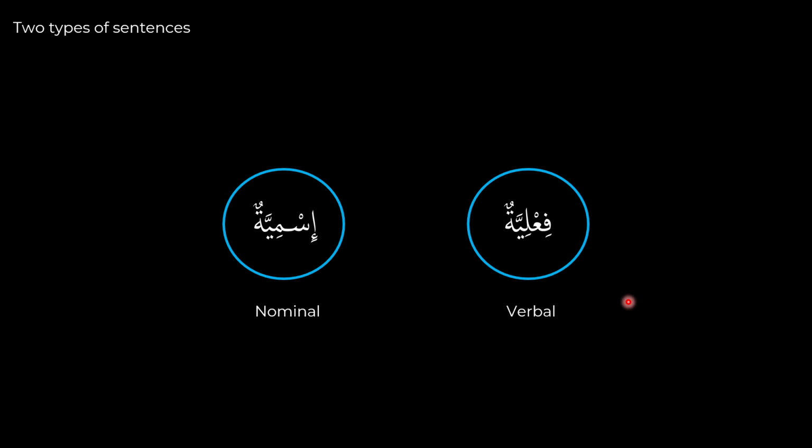The second is a fi'liya, which is a verbal sentence, so a sentence that begins with a verb, and this is made up of most of the time three parts. So there's the verb, then there's the doer, then there's the receiver of the verb. And we'll be looking into that more next week, but for this week we'll be focusing on the nominal.